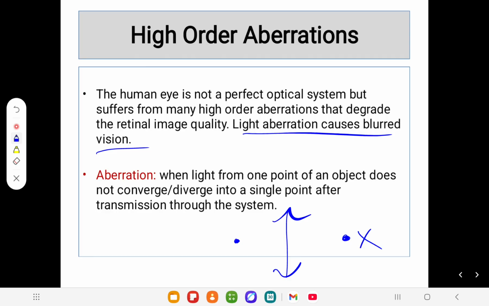A perfect optical system with zero aberration is not possible at all, but as far as possible we want to manage it. We want a point object to form a point image, but that's not possible at all.